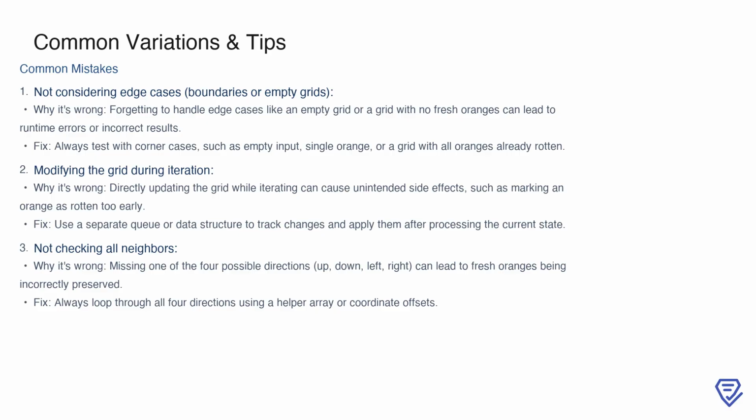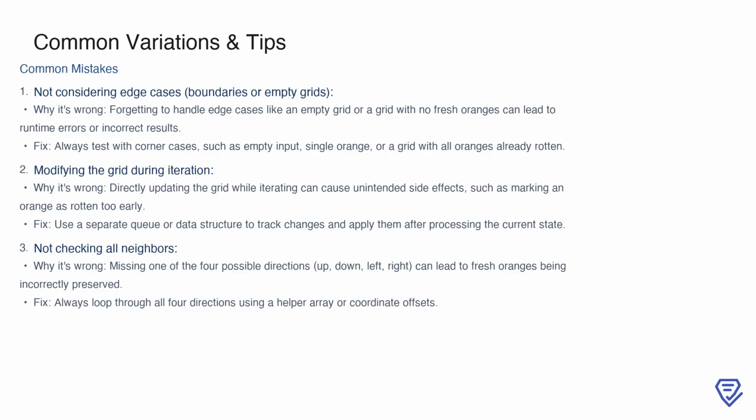First, not considering edge cases like boundaries or empty grids can lead to runtime errors or incorrect results. For example, forgetting to handle an empty grid or a grid with no fresh oranges might cause your solution to crash or return unexpected outputs. The fix is simple: always test your solution with corner cases, such as an empty input, a single orange, or a grid where all oranges are already rotten.